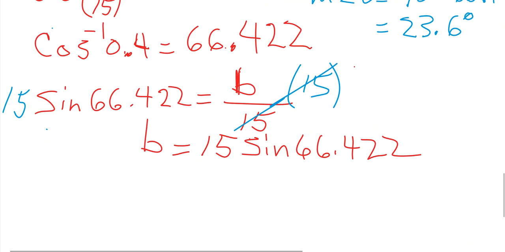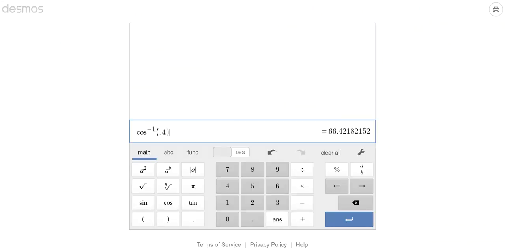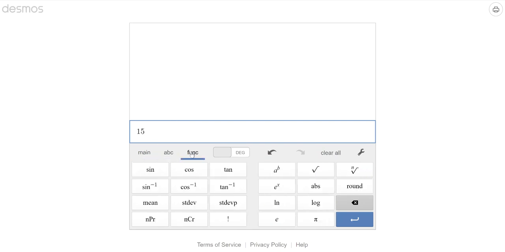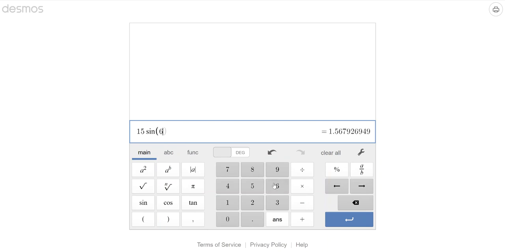Well, let's go find out. Back to our scientific calculator, and we will calculate it. Clear things out. We do 15, and we multiply by a trig function, sine of 66.422. There you got it, 13.7. 13.7 to the nearest 10th.